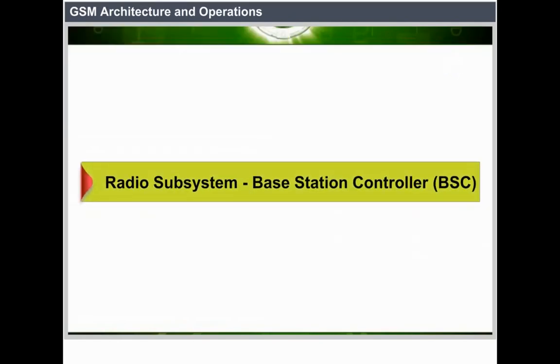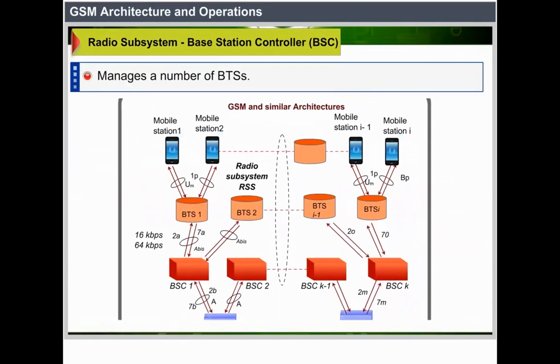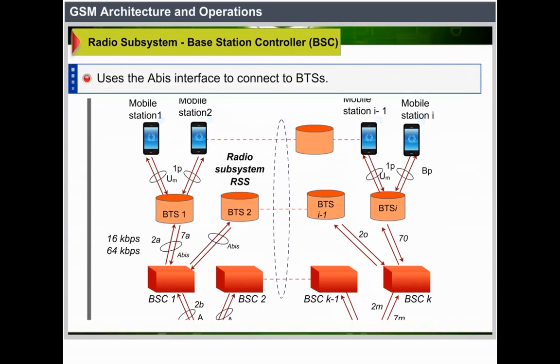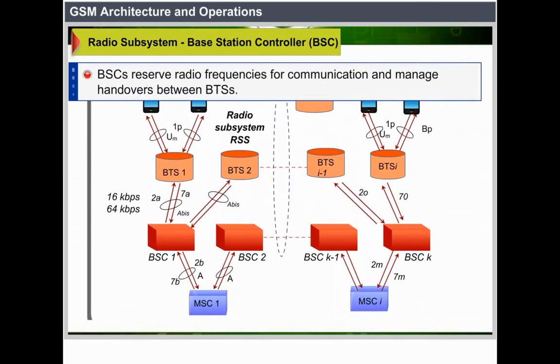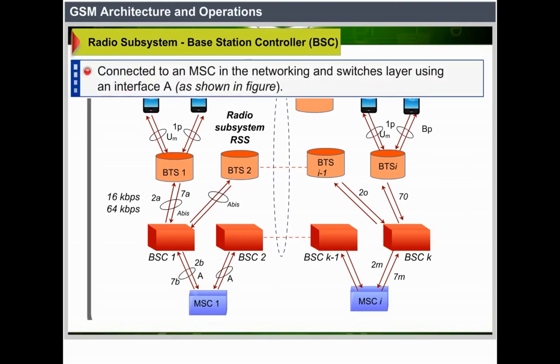Radio subsystem, base station controller. The BSC manages a number of BTSs. It uses the Abis interface to connect to BTSs. BSCs reserve radio frequencies for communication and manage handovers between BTSs. A BSC along with the BTSs connected to it and the mobile stations managed through it forms a base station system (BSS). It is also connected to an MSC in the networking and switching layer using interface A, as shown in the figure.